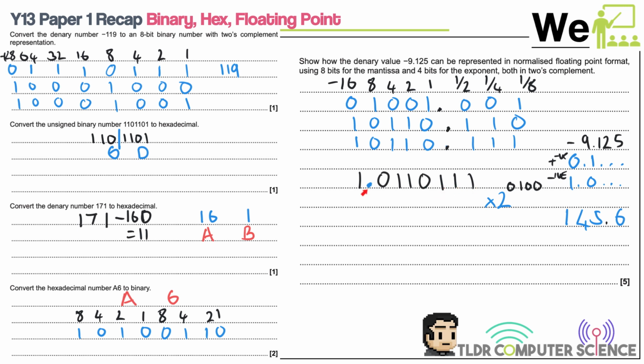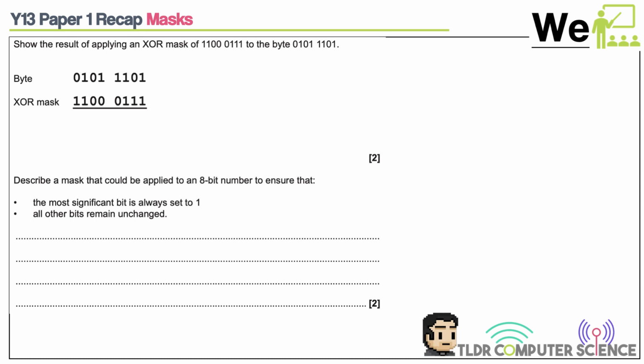Do you record the point inside the computer? No, because the point is always between the first two if it's normalized. So I'd say 1, 0, 1, 1, 0, 1, 1, 1, and the exponent is... Point means that the computer knows that the point is there, and it also knows it's an 8-bit mantissa and 4-bit exponent.